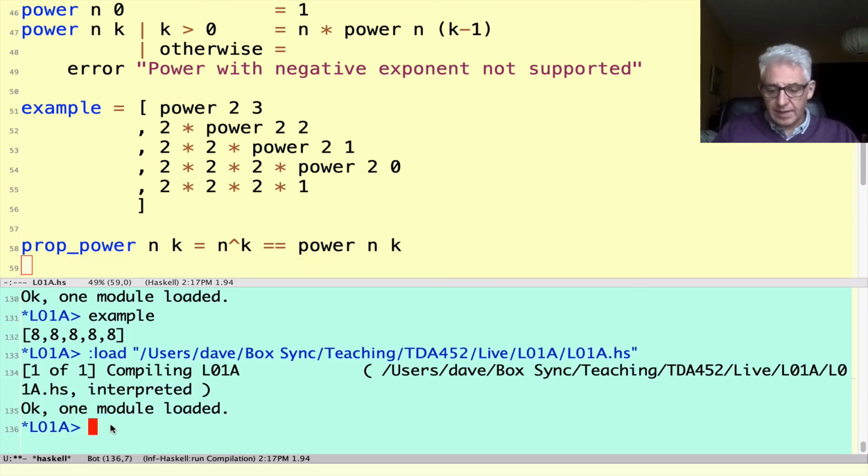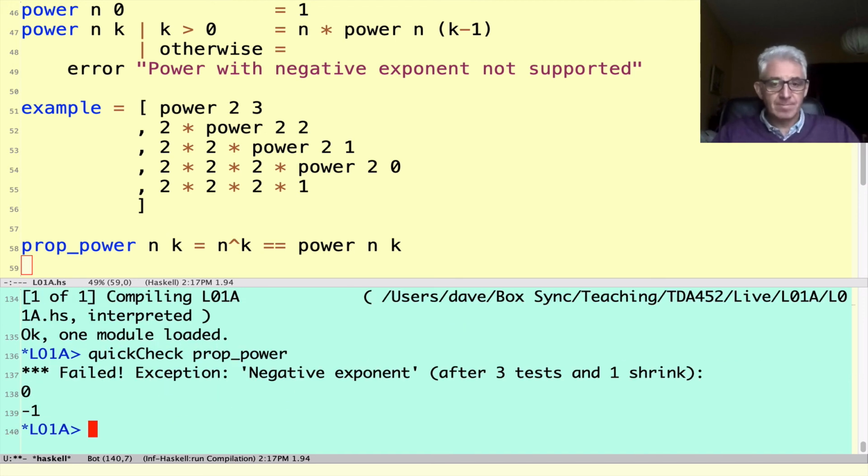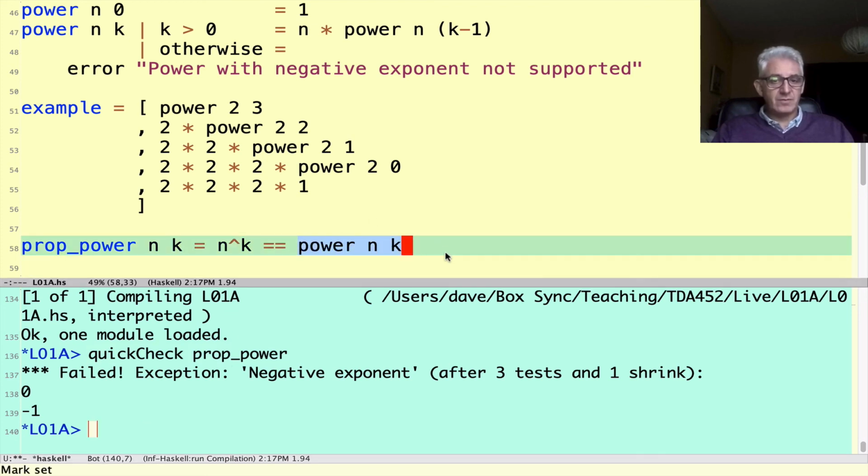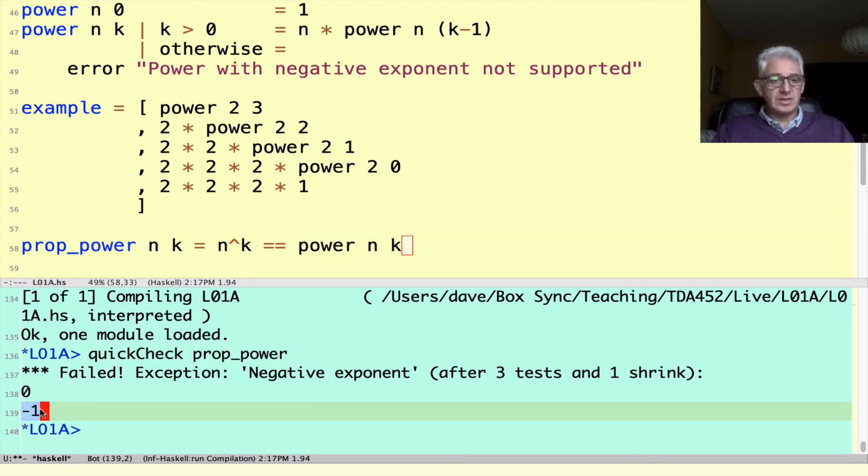So let's compile that. Let's just QuickCheck that. Prop power, and see what QuickCheck says. QuickCheck is going to test this by throwing random values at it, and what QuickCheck observes is that very quickly, after just 3 tests, it found 2 values for which the test fails, that they're not equal. And they're not equal because power, of course, is undefined when the exponent is negative. Now, QuickCheck didn't know to generate only non-negative exponents.